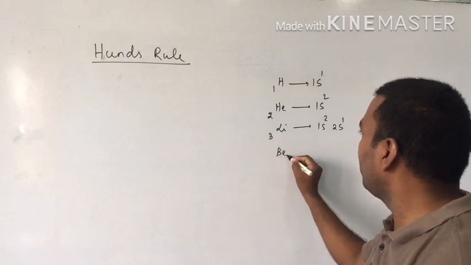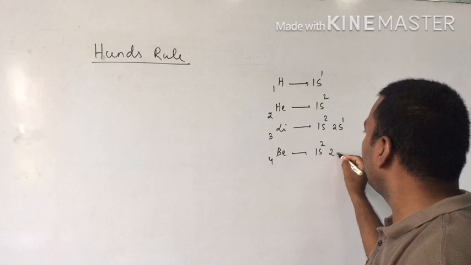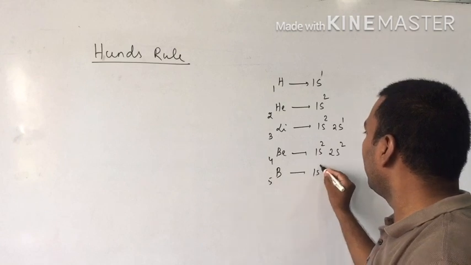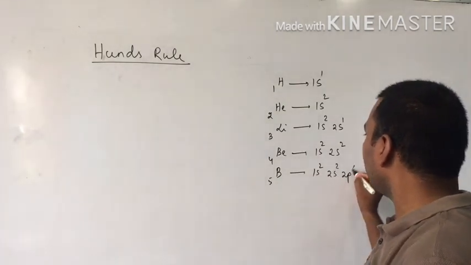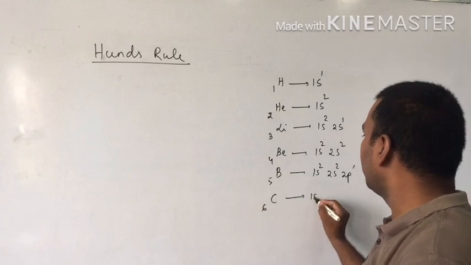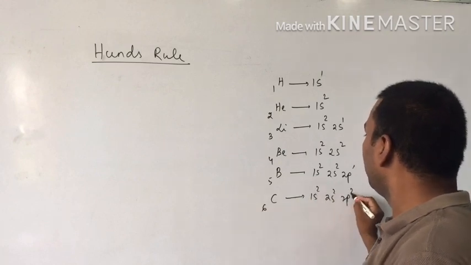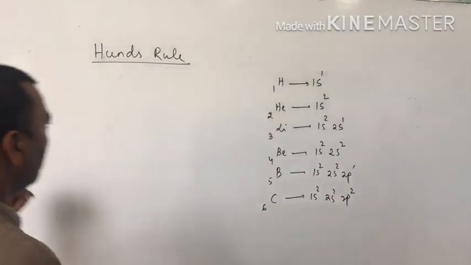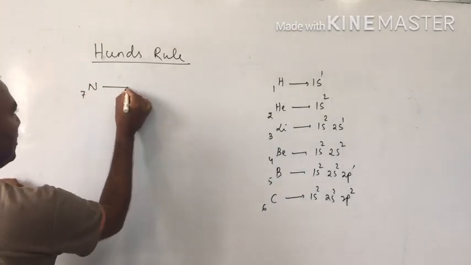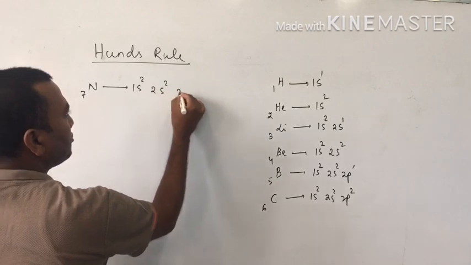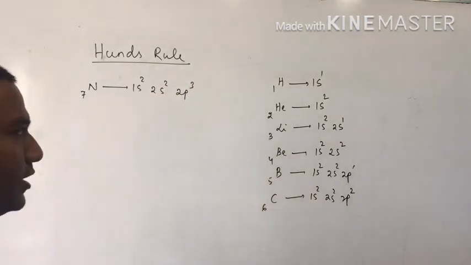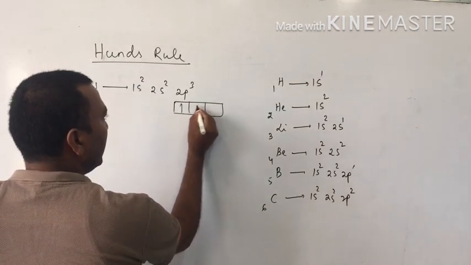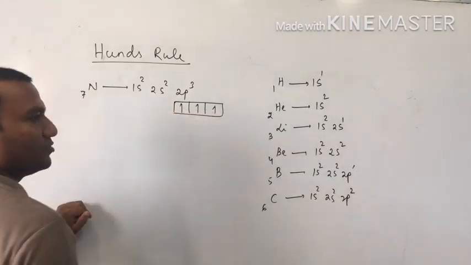Next, after lithium, beryllium 4 is 1s2, 2s2. So 2s is finished. Next p will come. Boron 5 is 1s2, 2s2, 2p1. Carbon 6 is 1s2, 2s2, 2p2. Like this it will continue. In Hund's rule, suppose nitrogen, atomic number 7, has electronic configuration 1s2, 2s2, 2p3. Okay, p has a total of how many orbitals? 3. So we can write 3 boxes, with 1, 1, 1. This is called Hund's rule.